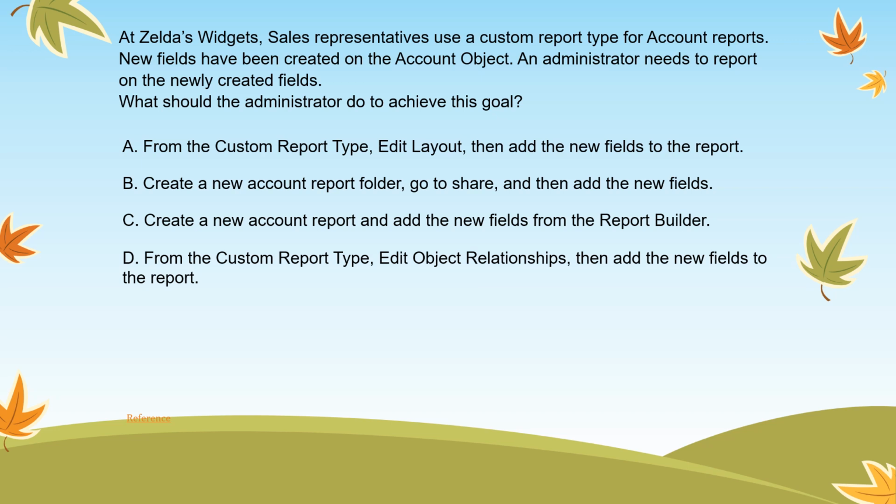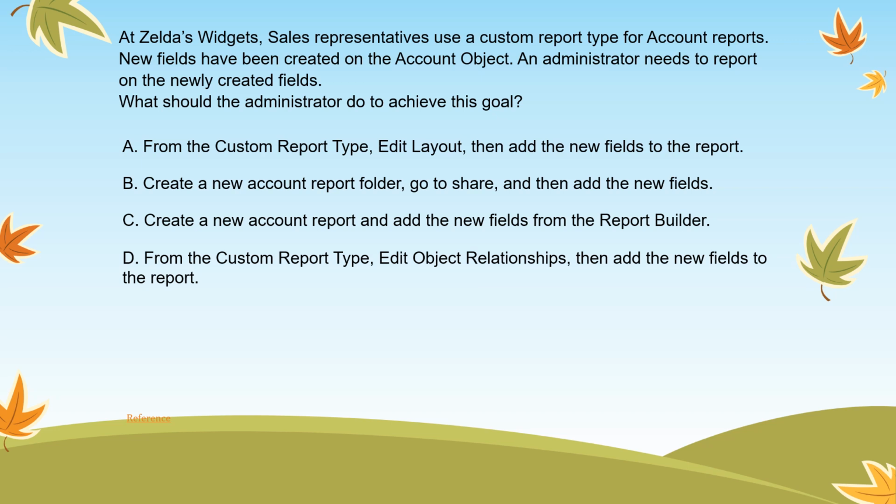B. Create a new account report folder. Go to share and then add the new fields. That's a lot of nothing. C. Create a new account report and add the new fields from the report builder. That's a possibility. D. From the custom report type, edit object relationships and then add new fields to the report.